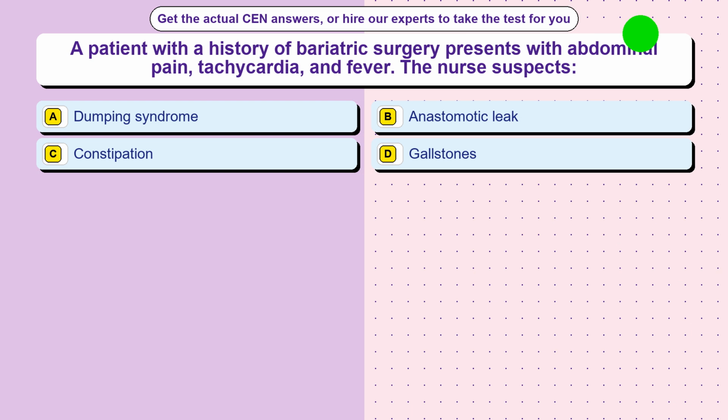Question 50. A patient with a history of bariatric surgery presents with abdominal pain, tachycardia, and fever. The nurse suspects: Option A, dumping syndrome. Option B, anastomotic leak. Option C, constipation. Option D, gallstones.